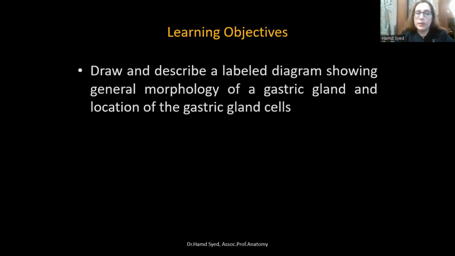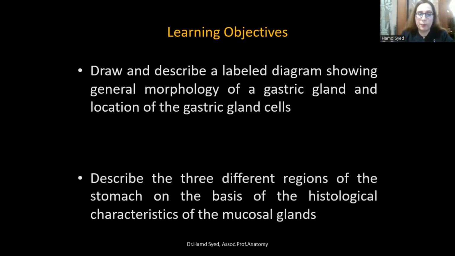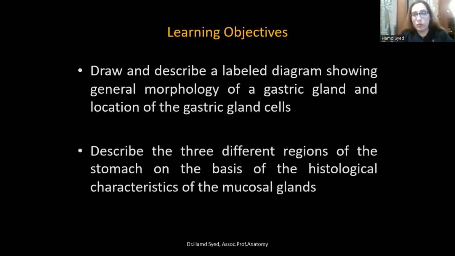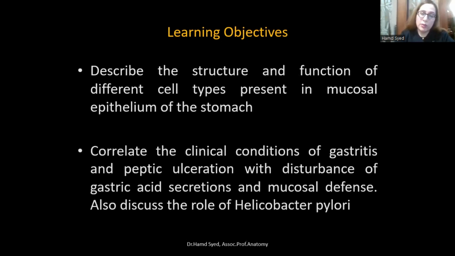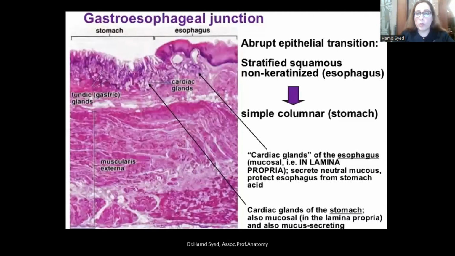And we will also discuss a labeled diagram in which I'll show you the general morphology of a gastric gland and the location of the gastric gland cells. And I shall also show you the different regions of the stomach on the basis of the histology. As well as that, you can also become familiar with the cells which are present within the mucosa of the stomach. And we shall talk about the clinical conditions. Like I told you, this is a clinically relevant and important topic, that is the peptic ulcer. And we shall also discuss the role of Helicobacter pylori, the bacterium, in peptic ulcer. So these are the learning objectives for today.